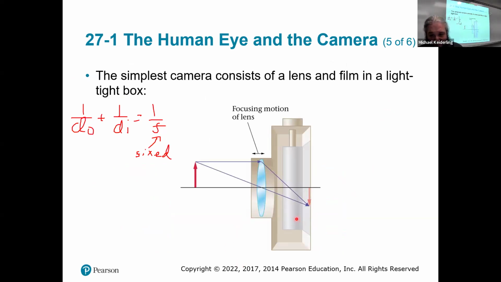Now, a camera is very similar to the eye. It has a lens and a film and a light-tight box. The difference is that you can't change the lens. To focus a camera, instead of changing the focal length, you have to change the DI, the image length. You have to move where the image focuses.